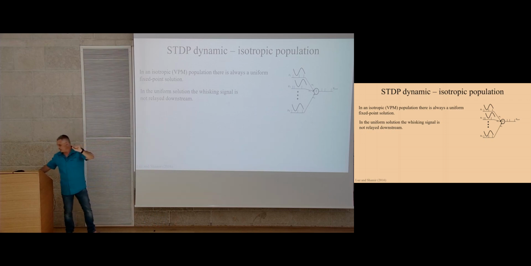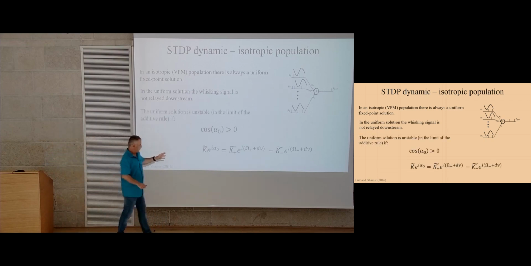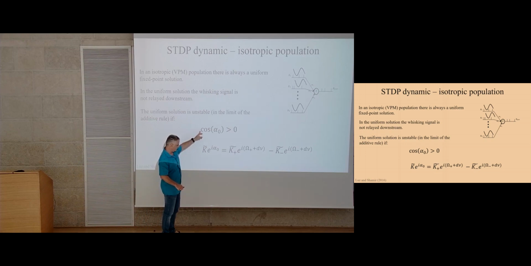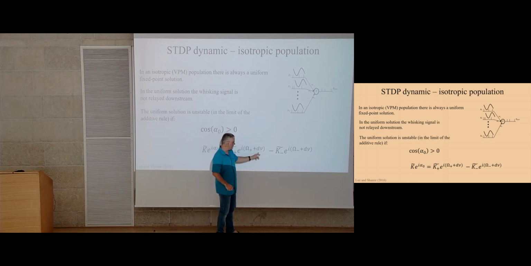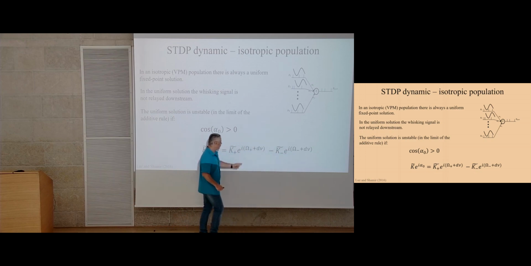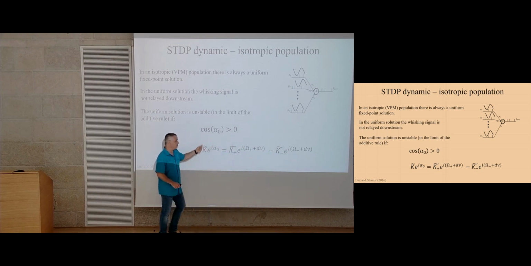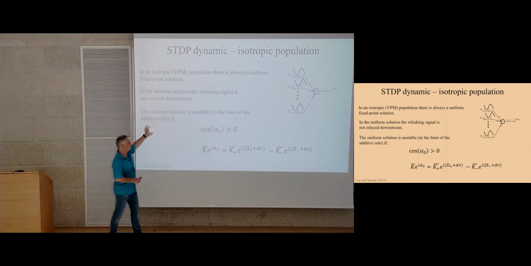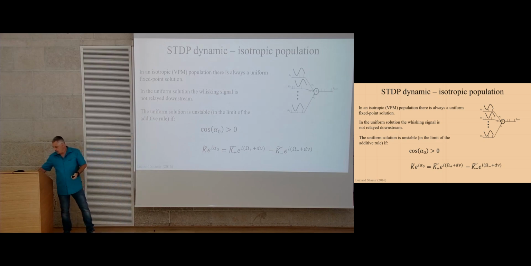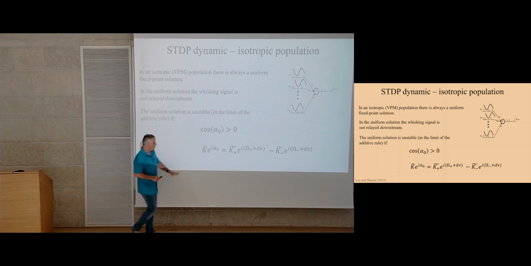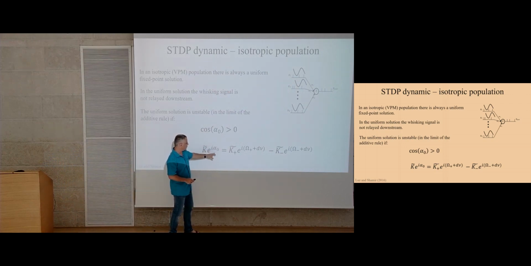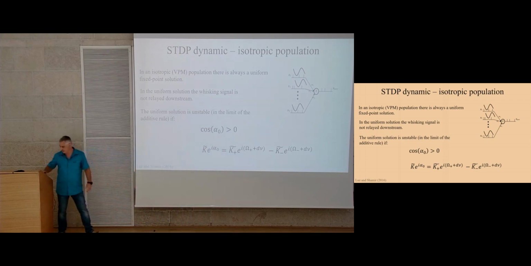However, the uniform solution is not always stable. Essentially, if the real part of the Fourier transform of the delayed STDP rule, at the whisking frequency, is positive, then the uniform solution is not going to be stable, and the preferred phase solution is going to develop. K tilde and alpha zero are the magnitude and phase of the Fourier transform of the delayed STDP rule, which will accompany us in the next slides.